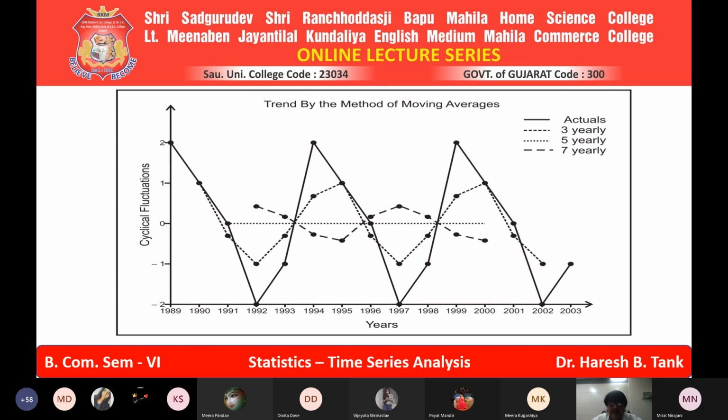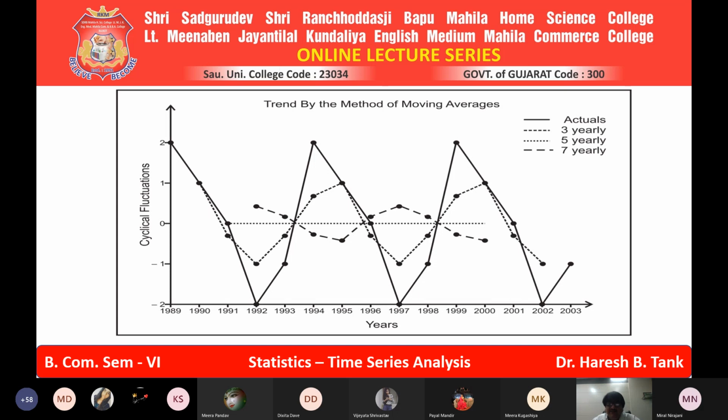First is the actual value. It starts with 1989. Entities are from -2 to 2, so I have kept the axis this way: -2, -1, 0, 1, 2. This is the difference of 1. First of all, the actual points are to be plotted. Then after, plot the 3 yearly moving average with a different style. It is a dash line, an average dash line, which is 3 yearly.